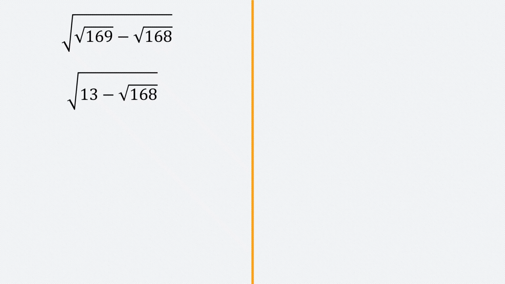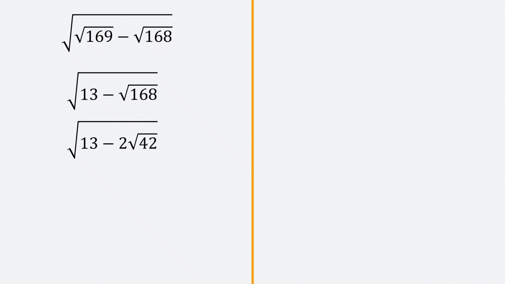And root 168, 168 is 42 times 4. And the square root of 4 is 2. So root 168 is 2 root 42. So now I have the square root of 13 minus 2 root 42. And now we are going to do this.